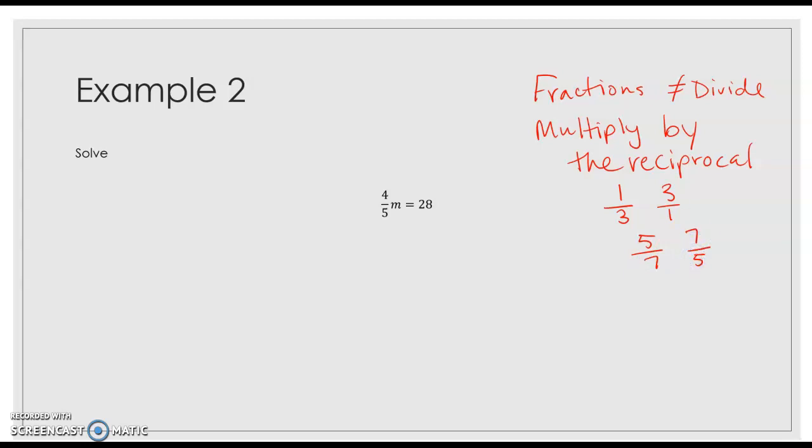Right? So when we look at what we have here, we have 4/5. And so the reciprocal of 4/5 would be to multiply both sides by 5/4. Now I'm going to put that 28/1 so that we have a fraction times a fraction. And so from here, my 5's divide out, my 4's divide out, and I'm left with only m.